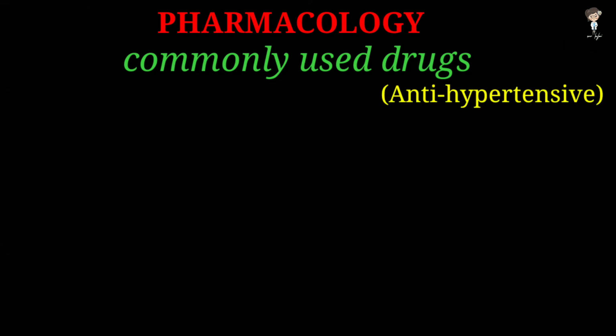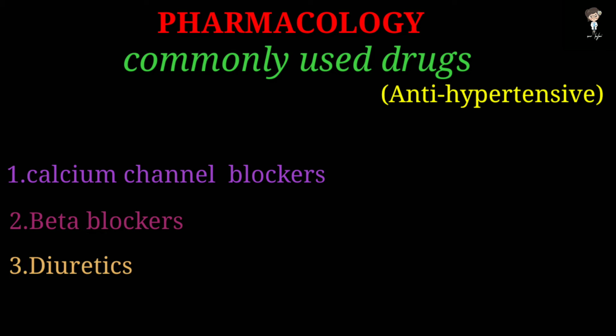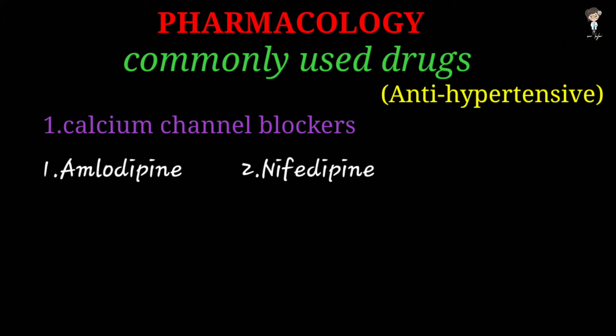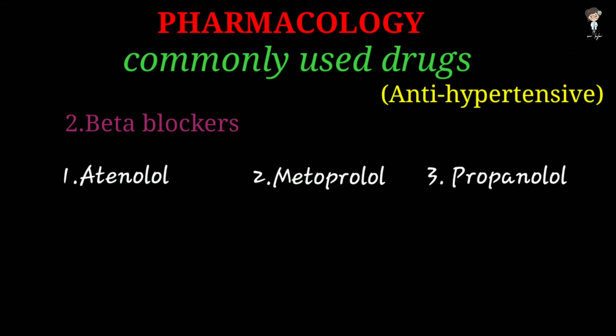Antihypertensives are included in 4 categories, which are calcium channel blockers, beta blockers, third is diuretics, and fourth and last category of antihypertensives is ACE inhibitors and ARBs. So first of all, calcium channel blockers have amlodipine, nifedipine, verapamil, and diltiazem. Second is beta blockers, which include atenolol, metoprolol, and propranolol.